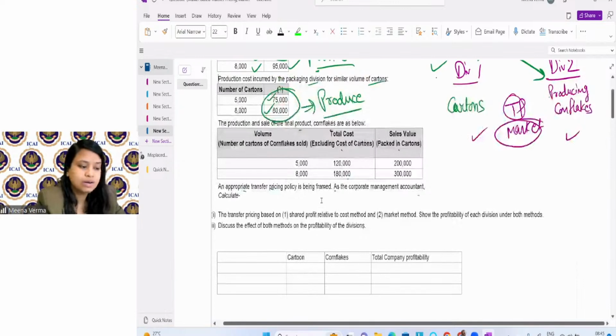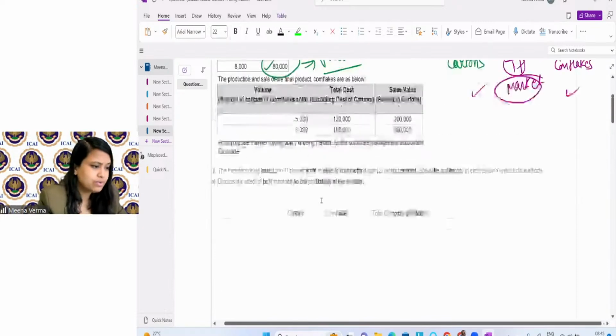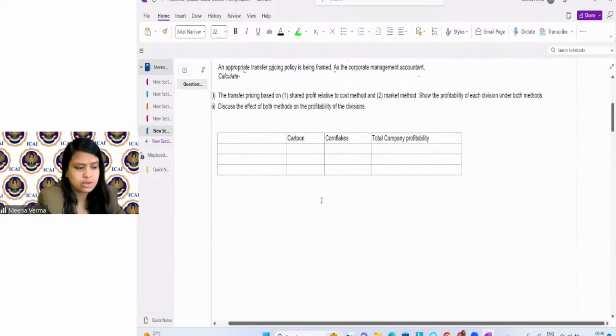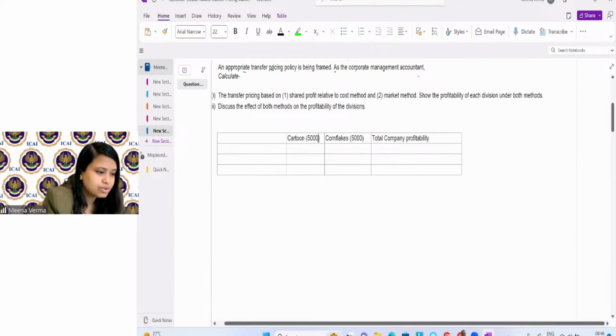Now let's see, because we have to calculate it for 5,000 units as well as for how many units? We have 2 different units. We will calculate it for 5,000 units and then we will calculate it for 8,000 units. All right, I'm just writing it here so that we can keep it in mind that we are first finding it for 5,000 units, then we will find it for 8,000 units. Right? These are the number of units we have here.